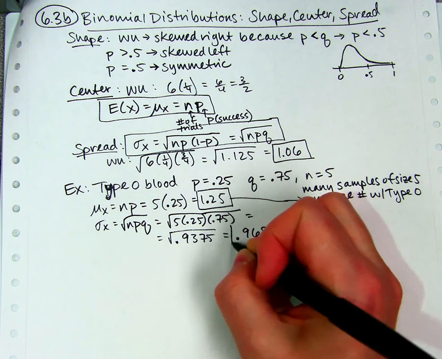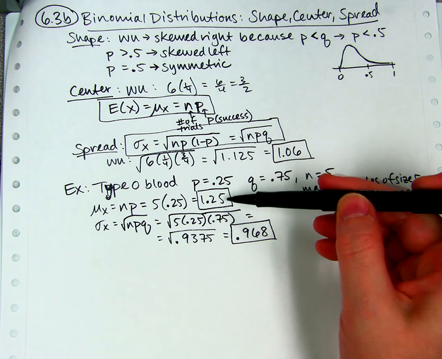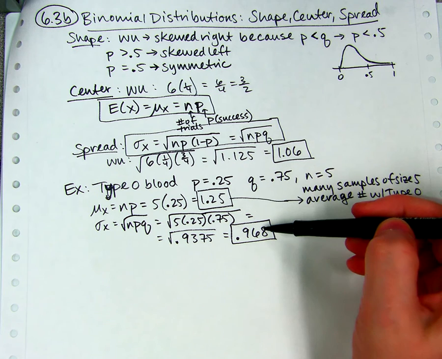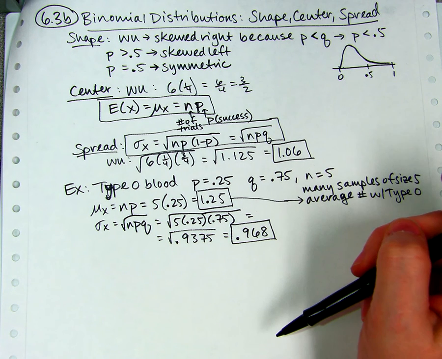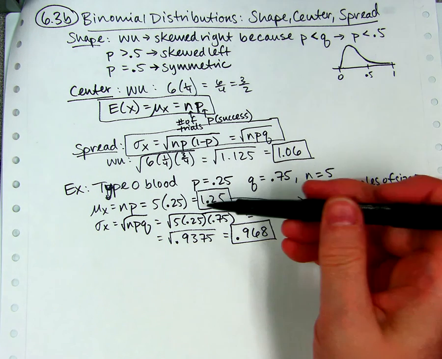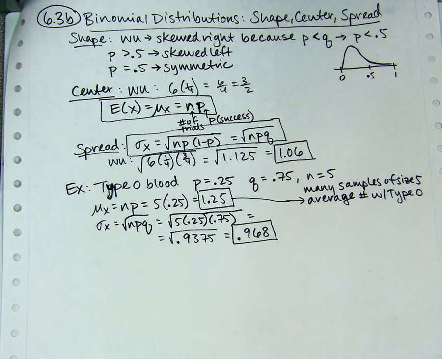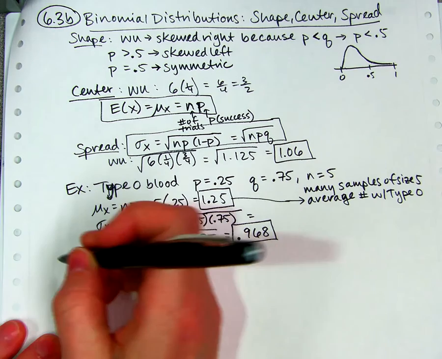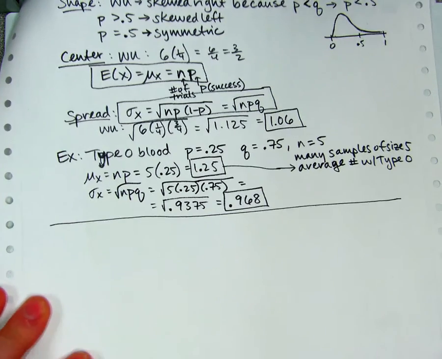So in other words, in samples of size 5, I would get an average of 1.25 type O's in that sample, and it would vary above and below that by about 1, a little less than 1. So it could go anywhere from none to about 2.25 or so, and probably not very often would I get more than that. So that is an example of using those formulas. If we were in class, I would ask you if you had questions before we go on.